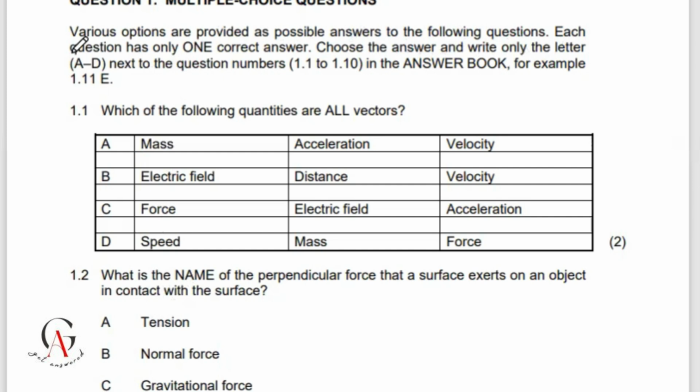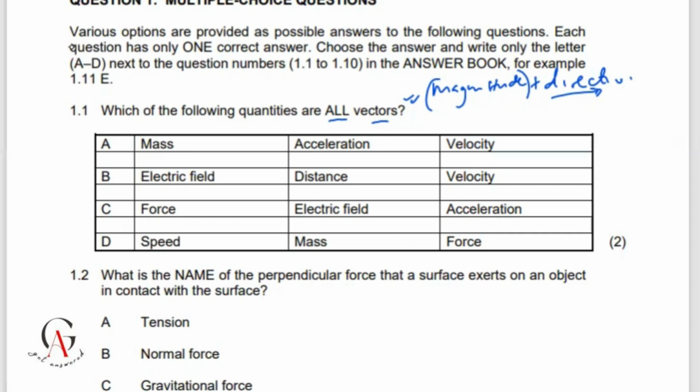No. All right, so with question number 1, they're telling us: which of the following quantities are vectors? We know that vectors are physical quantities that must have both magnitude as well as direction. For magnitude, it can be measurable, and the direction must be acting in a particular format.